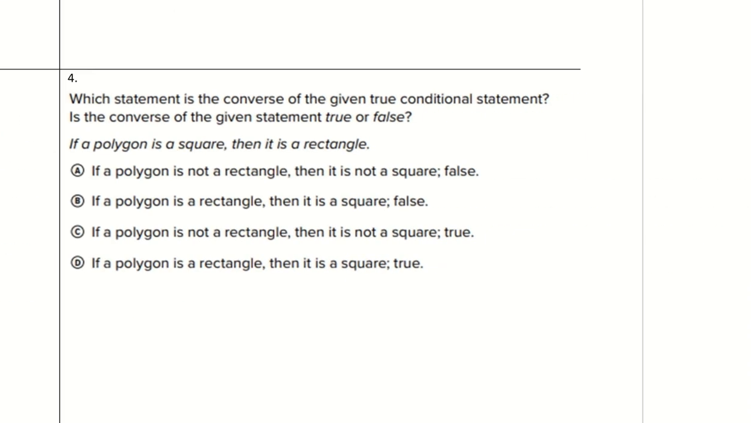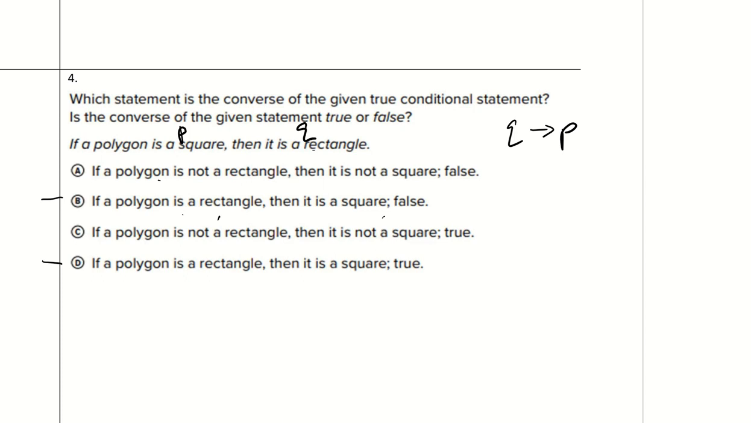All right, number 4, which statement is the converse? That's Q implies P. That's when you reverse it. So if this is P and this is Q, then you got to reverse it. So if a polygon is a rectangle, then it is a square. So it's either B or D.